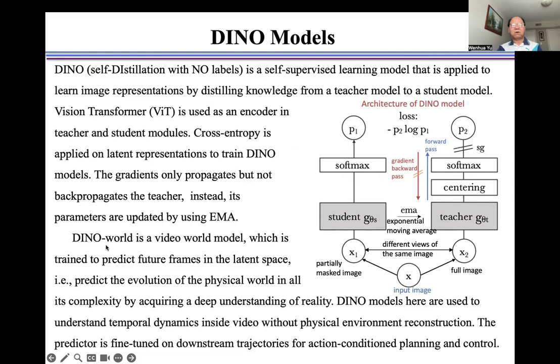DINO-world is a video world model, which is trained to predict future frames in the latent space, namely predict the evolution of the physical world in all its complexity by acquiring a deep understanding of reality. DINO models here are used to understand temporal dynamics inside the video without physical environment reconstruction. The predictor is fine-tuned on downstream trajectories for action conditioned planning and control.